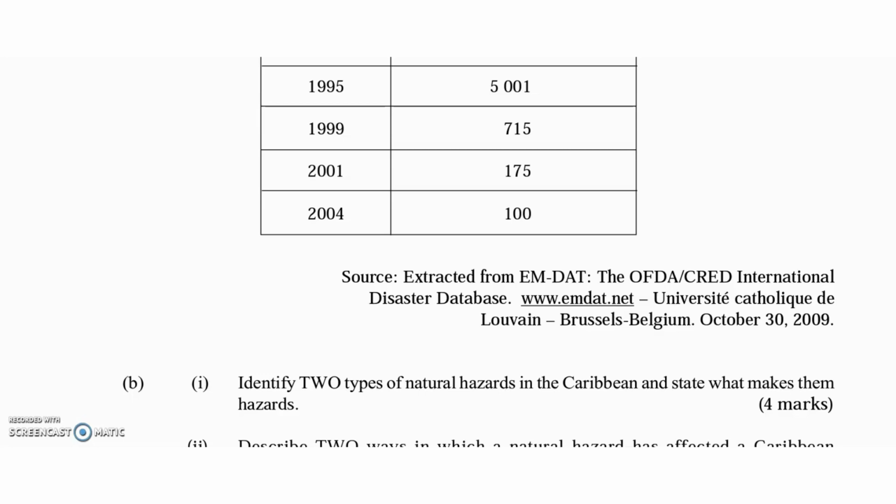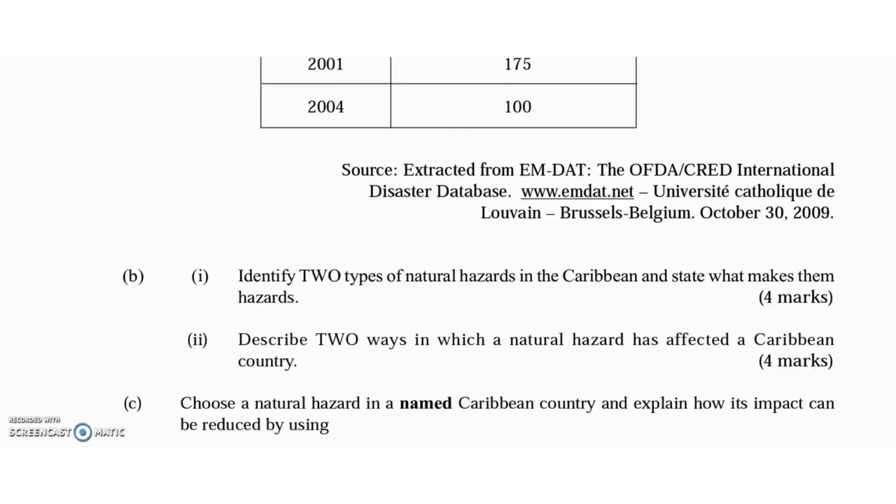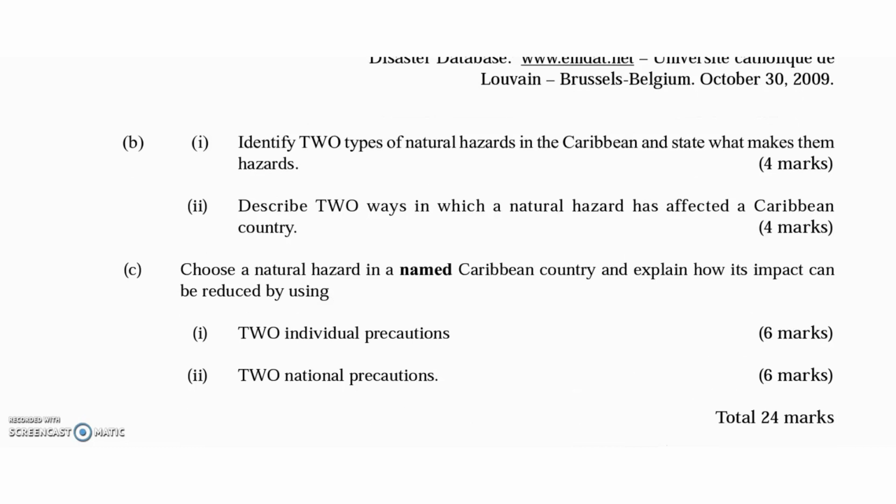Now, moving on quickly, we also have to describe two ways in which natural hazards have affected a Caribbean country. First and foremost, remember Grenada. Grenada was struck by Hurricane Ivan in the year 2004, which resulted in a lot of infrastructural damage, and this contributed to damage not only to the infrastructure but also to the economy, because rebuilding was a major issue.